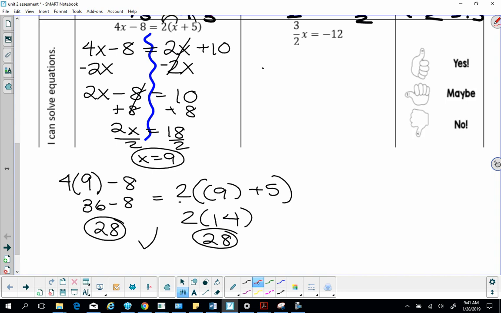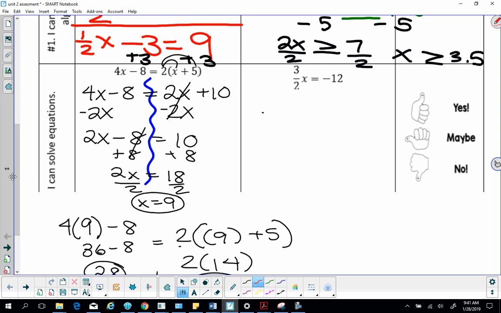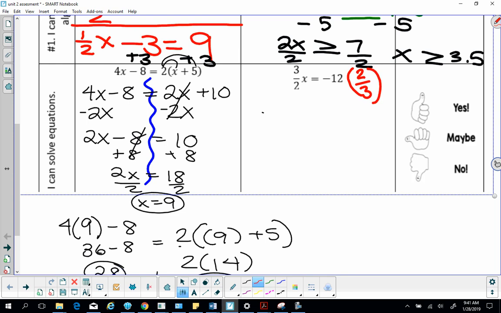Next one, we went over this kind of this morning, but how do I get rid of a fraction that's being multiplied? Multiply by its reciprocal. I also saw Tristan turned it into this right here, and multiplied by 2 and then divided by 3. That's fine too, if you want to turn it into that. You get the same answer. But all I have to do is multiply by the reciprocal.